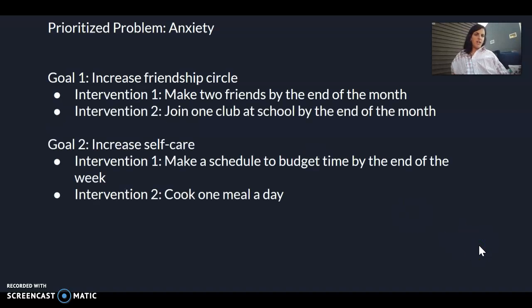Now, obviously yours aren't going to match mine exactly, but the ones that I came up with for goal 1, increase their friendship circle, were that they're going to make 2 new friends by the end of the month, and join 1 club at school by the end of the month. In the attempt to meet more people, this is what they were going to do. And goal 2, increase your self-care: make a schedule to budget time by the end of the week, and cook 1 meal a day. So you can see the measurability in that.